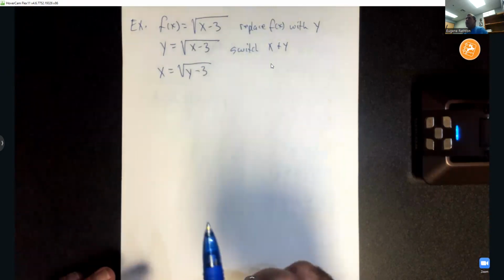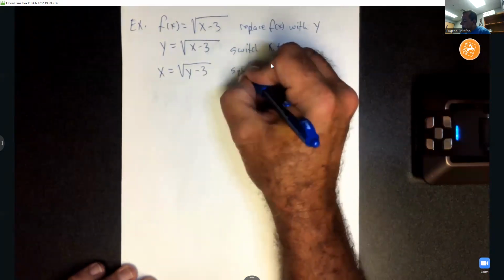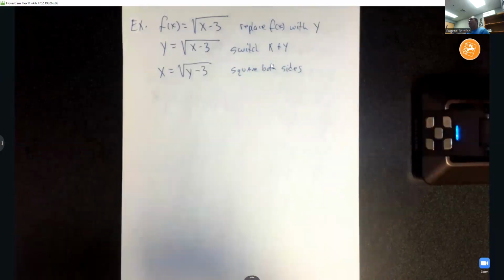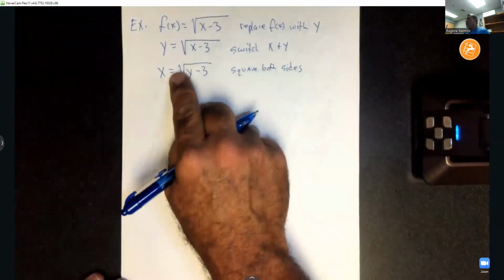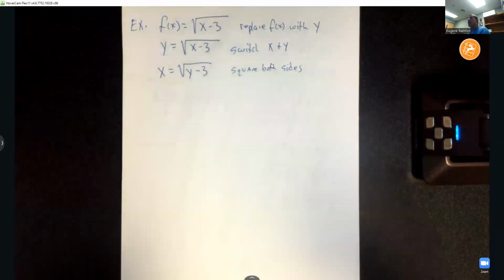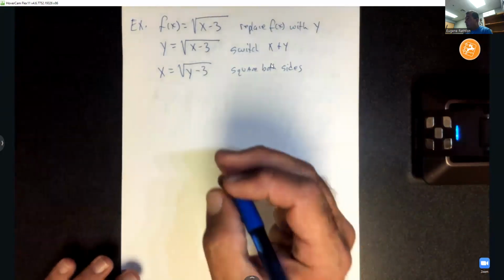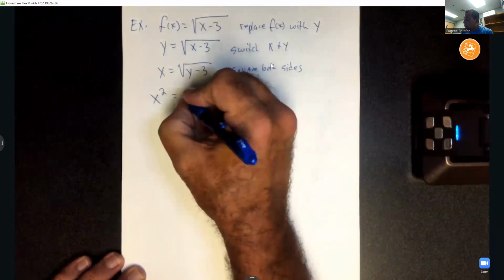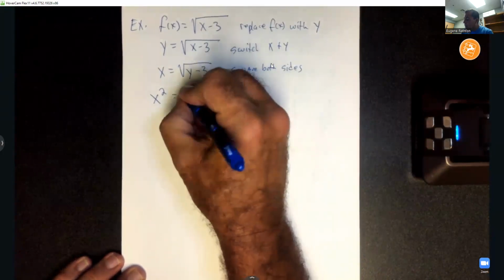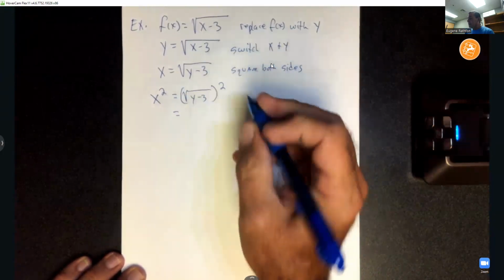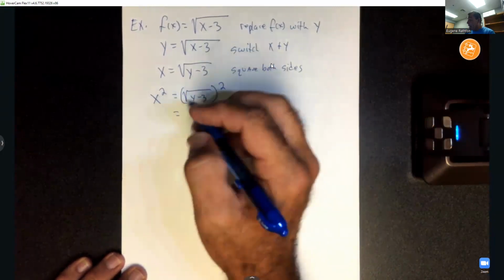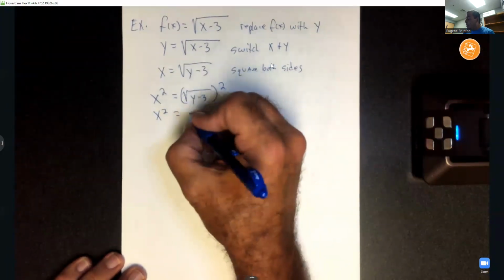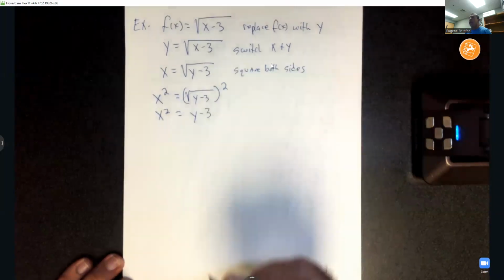So y'all, let me tell y'all. Oh, perfect. Square it. I'm going to square both sides. So you use exponents to get rid of radicals. You use radicals to get rid of exponents. So they go back and forth. So we're going to square both sides. So that's going to give me an x squared equals my square root of y minus 3, squared. So you can't do nothing with that. So that x squared comes down. But this radical cancels with the exponent, leaving me a y minus 3.